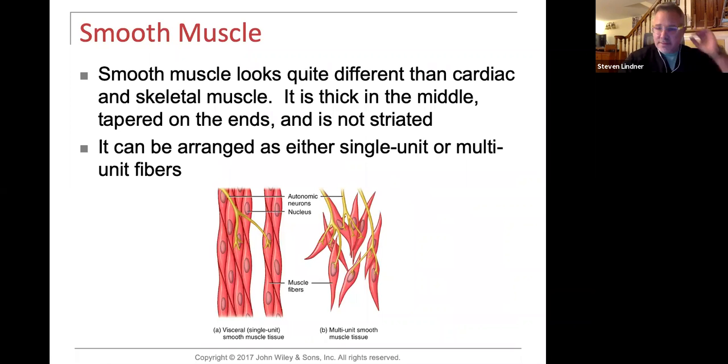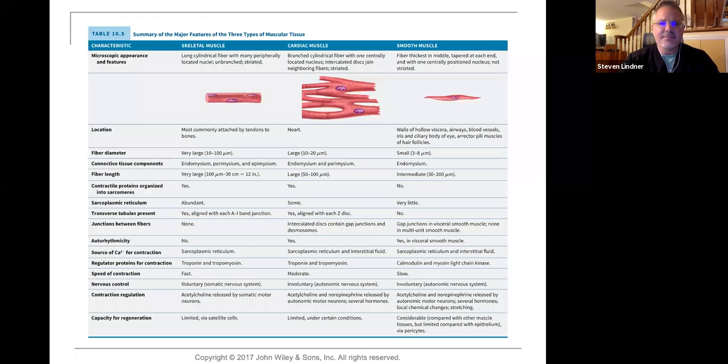Smooth muscle, we will get into quite a bit in anatomy two. I would just know that it's around organs and blood vessels, and it's not voluntary, but involuntary.